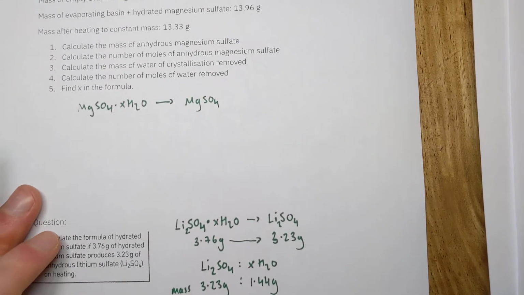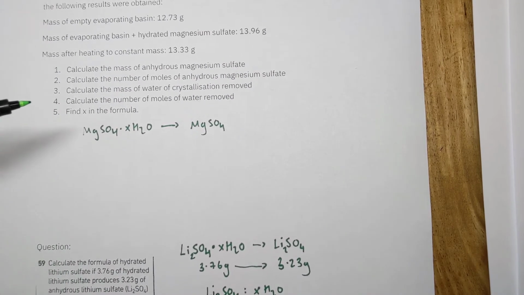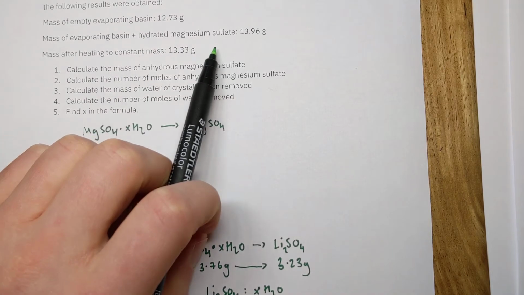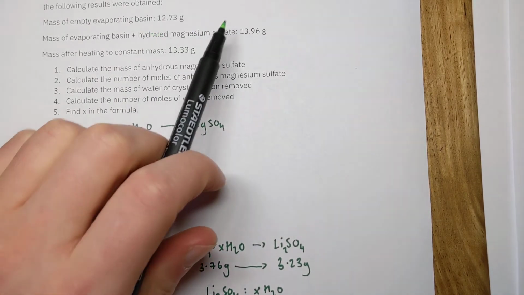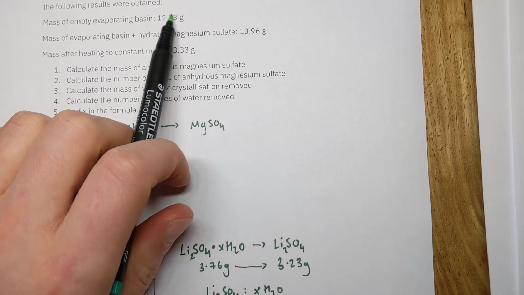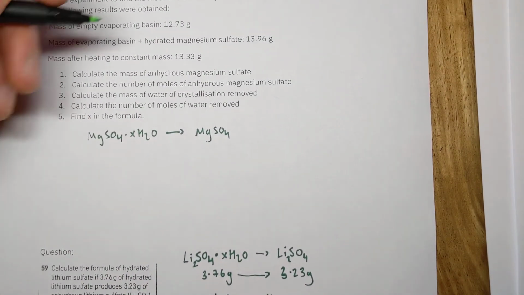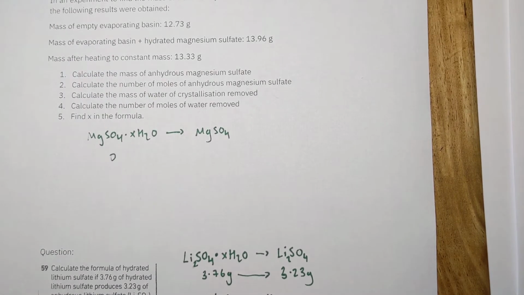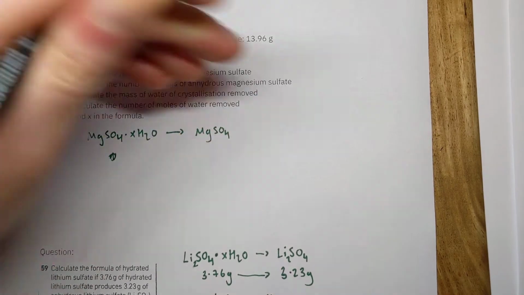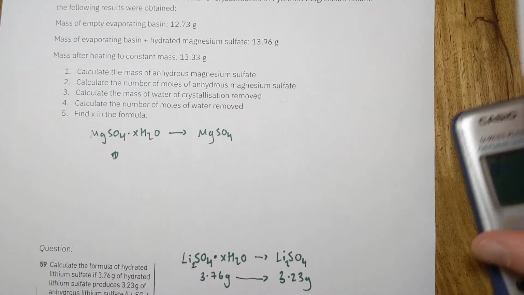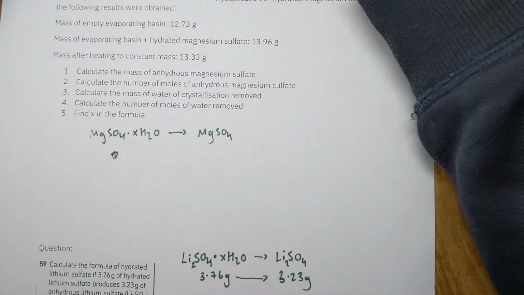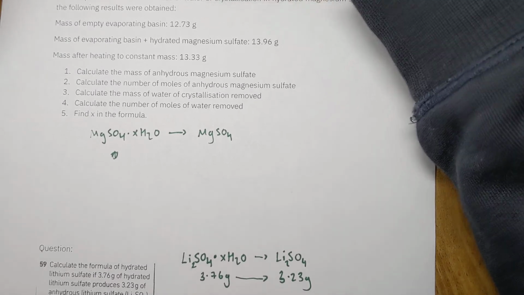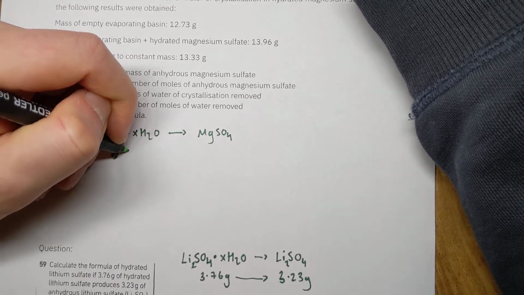That's the start point. The mass of the hydrated magnesium sulfate I can work out just by looking at how much heavier the evaporating basin got when I added the hydrated magnesium sulfate to it. It's going to be 13.96 minus 12.73. That comes out as being 1.23 grams.